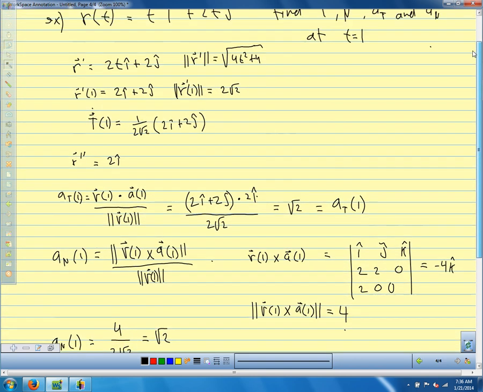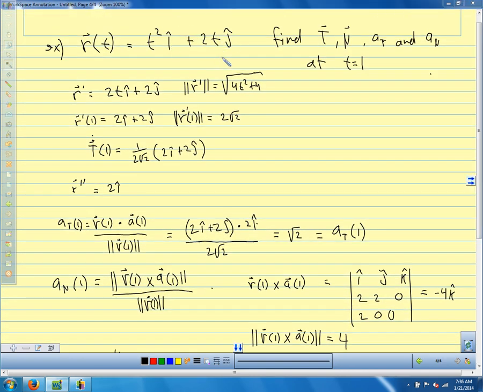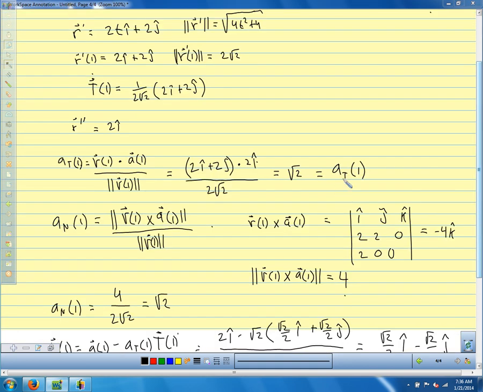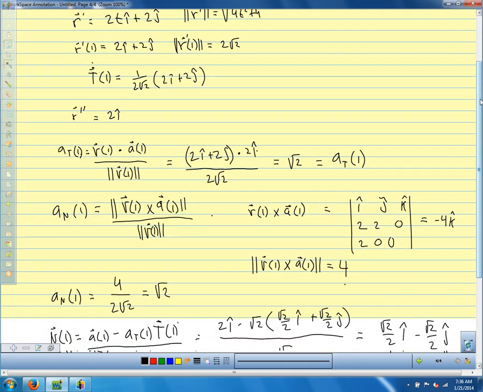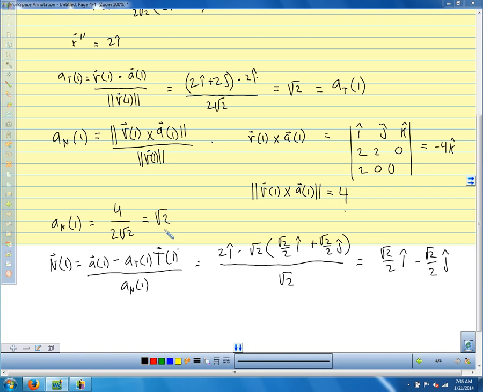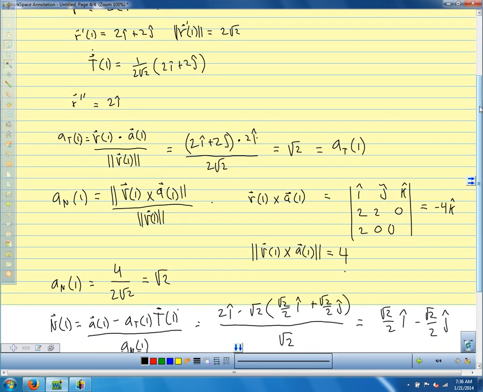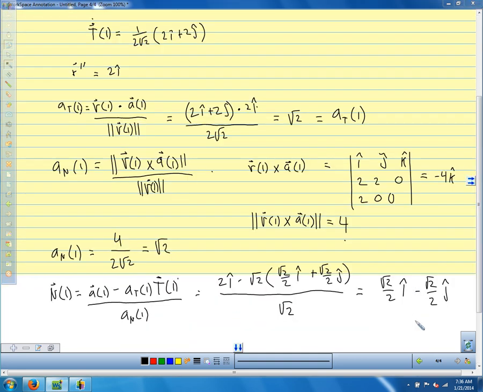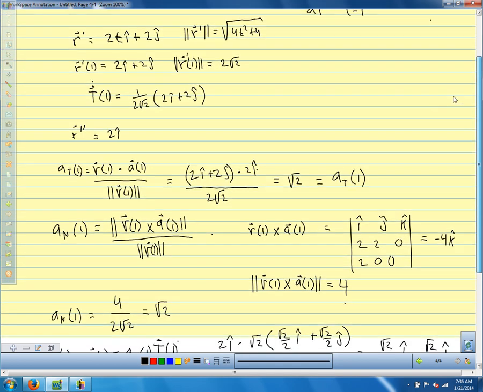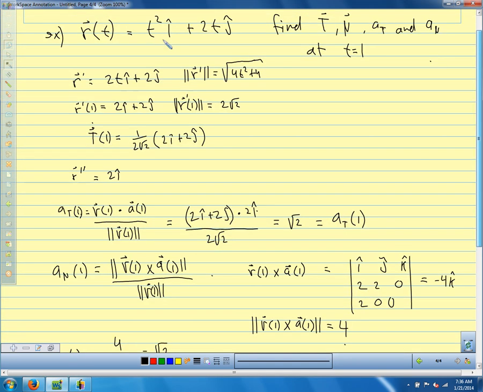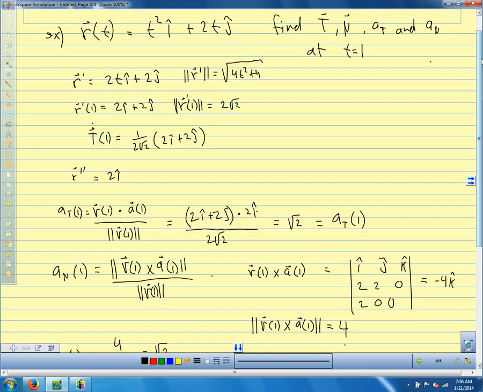So we found our tangential component of acceleration, our normal component of acceleration, our unit tangent vector, and our principal unit normal vector for that particular curve at time equals 1. So you can see, even for a relatively simple vector valued function, there's a lot of calculation involved there. Not necessarily difficult, but a lot of calculation.